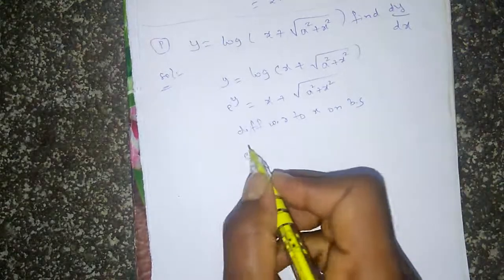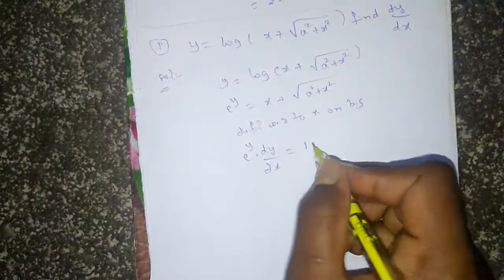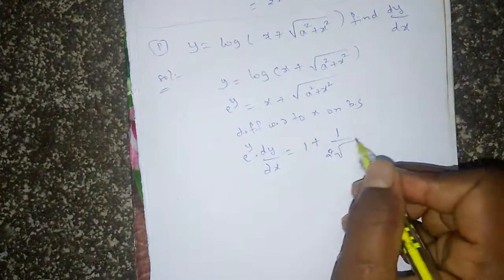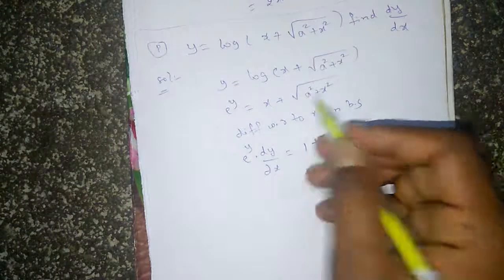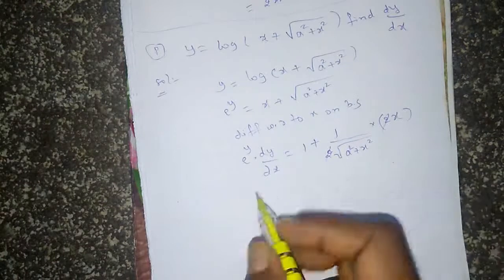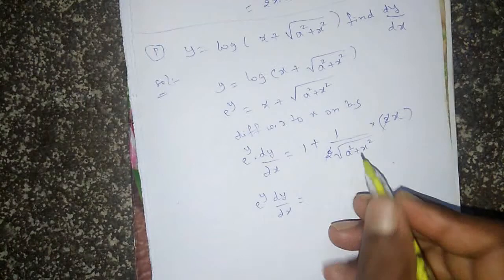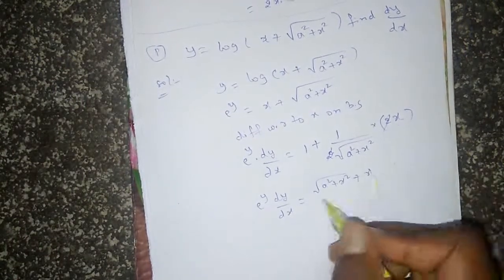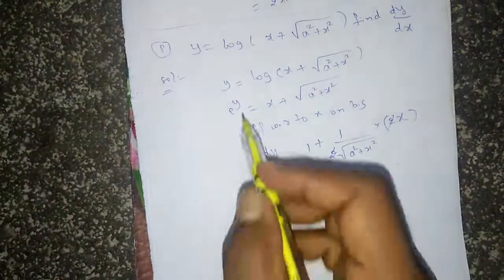This is the derivative of e power y, which is e power y into dy by dx, is equal to the derivative of x, which is 1, plus the derivative of root of a square plus x square. This is in the form of root x. Root x derivative is 1 by 2 root x. That is 1 by 2 root of a square plus x square into derivative of a square, which is 0, plus derivative of x square, which is 2x. Here 2 gets cancelled. E power y into dy by dx is equal to, take LCM, 1 into root of a square plus x square plus x, divided by root of a square plus x square. Now e power y, what is the value of e power y here?